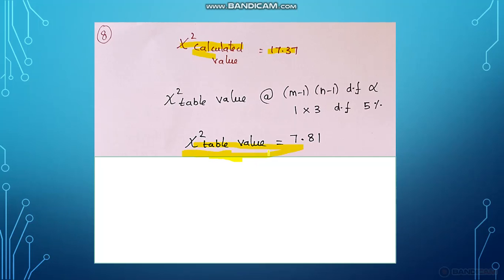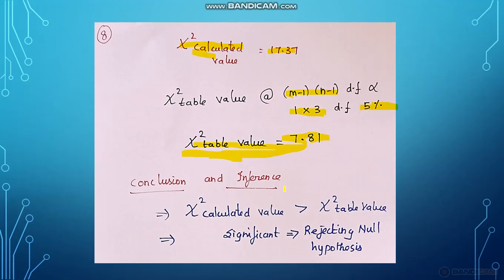The chi-square table value is 7.81. In the table you want to see 3 degrees of freedom at 5%, because the degrees of freedom formula is (m-1) into (n-1). So we are saying that the chi-square calculated value is greater than the chi-square table value.